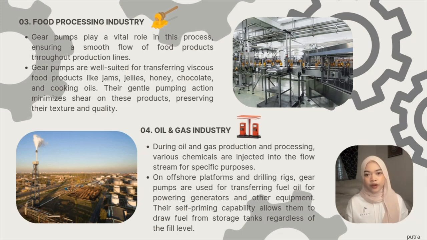Lastly, in the oil and gas industry. In this production, various chemicals are injected into the flow stream. Gear pumps are used for transferring fuel oil for powering generators and other equipment. The self-priming capability allows them to draw fuel from storage tanks regardless of the fill level.